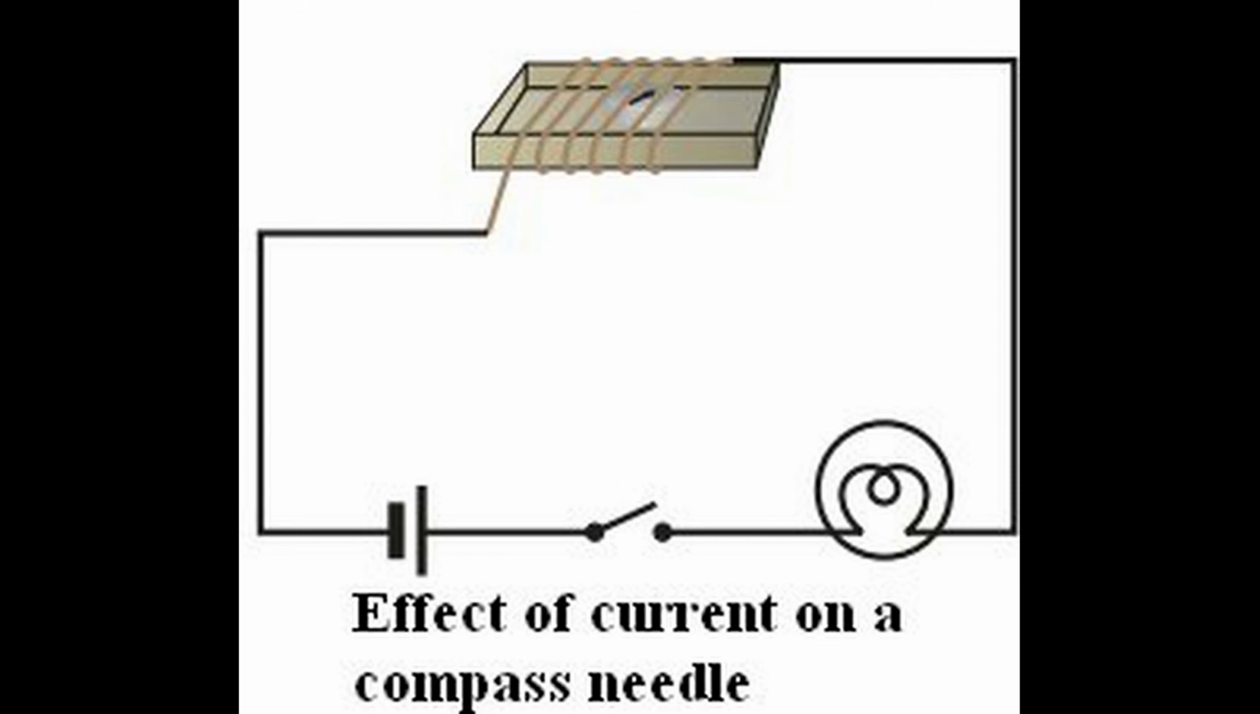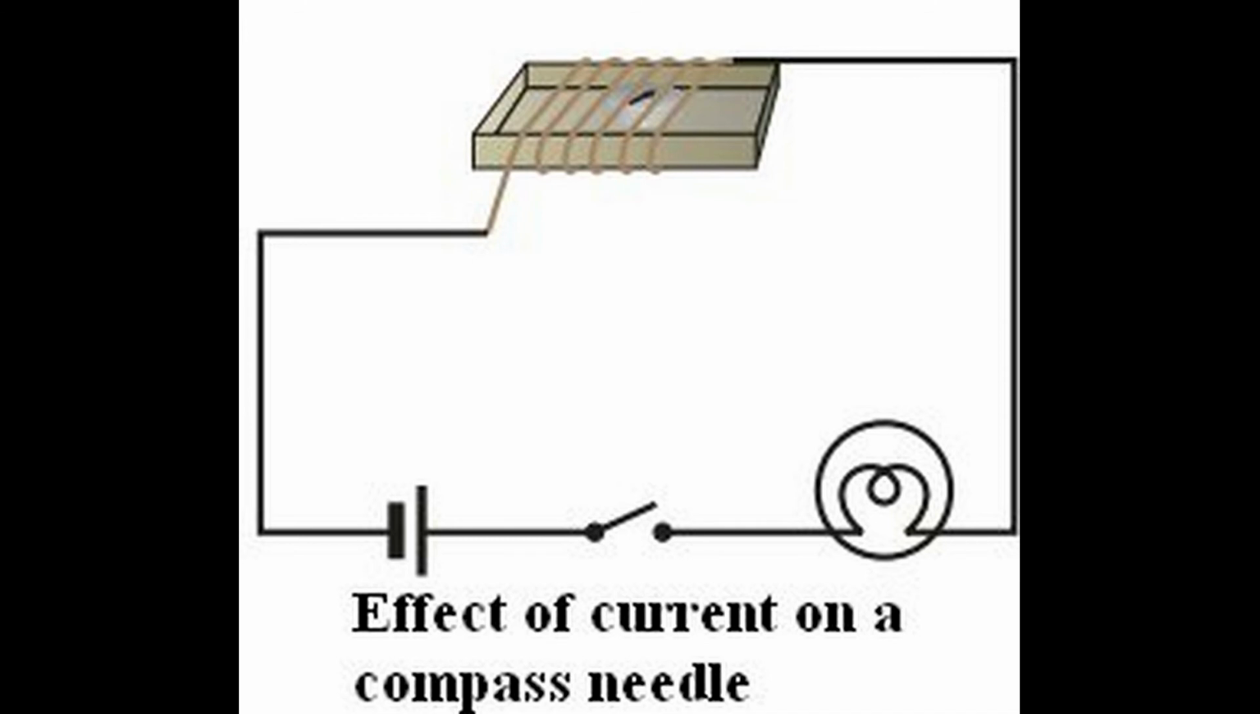Now we will see the magnetic effect of electric current. Can we make a magnet by using electric current? For that we will do one experiment. Take a cardboard tray from inside a discarded matchbox. Then wrap an electric wire a few times around this cardboard tray.